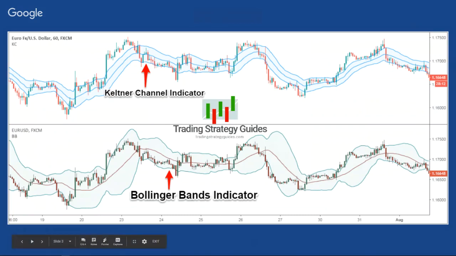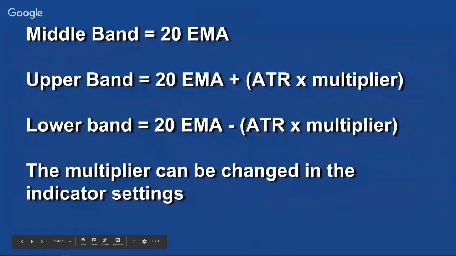In case you care, this is the math that goes into the Keltner channels. The middle band is a 20-period EMA, exponential moving average. The upper band is that EMA plus the ATR times the multiplier. And the lower band is, of course, the 20 EMA minus the ATR times the multiplier. You can set the multiplier in the indicator settings. For the purposes of how I use the Keltner channels, I just use a multiplier of 1.